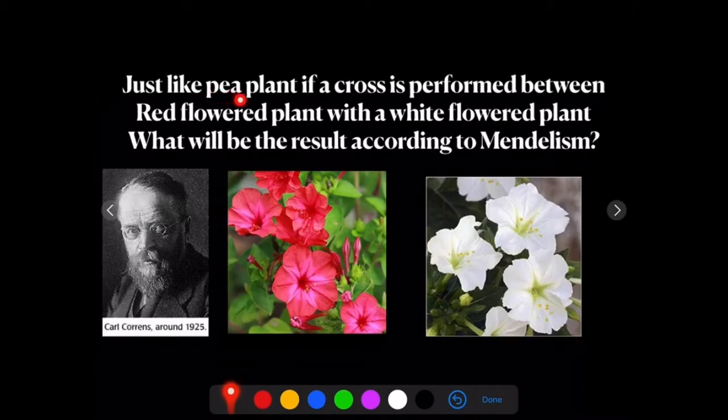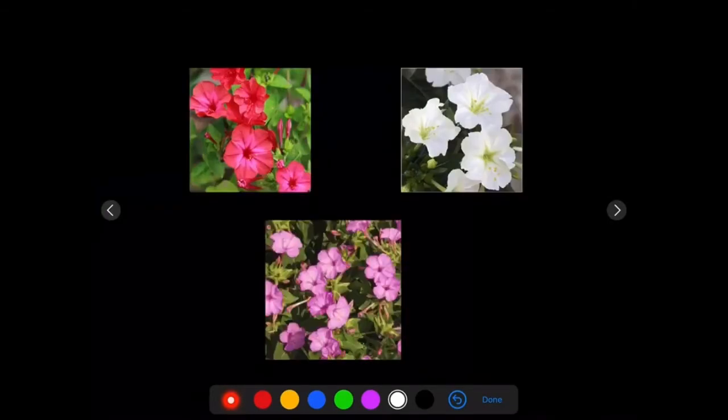So just like pea crosses, if a cross is performed between a red flowered plant and a white flowered plant, what will be the result according to Mendelism? This was a famous experiment of Correns, and this plant is Mirabilis jalapa. So what he did, instead of taking pea, he took this brightly colored flowered plant, and he took a red and a white one, and then he crossed these plants.